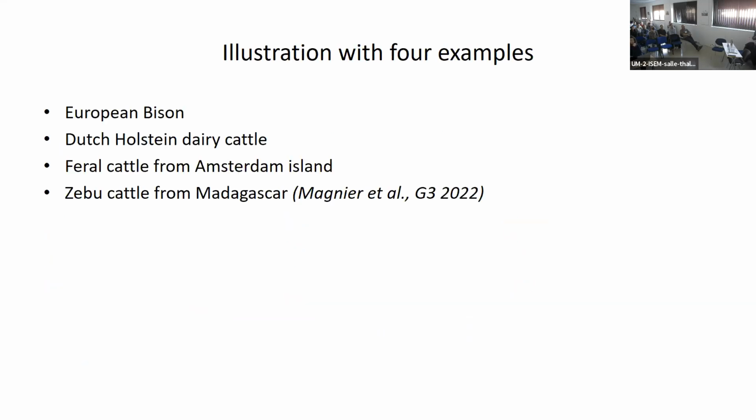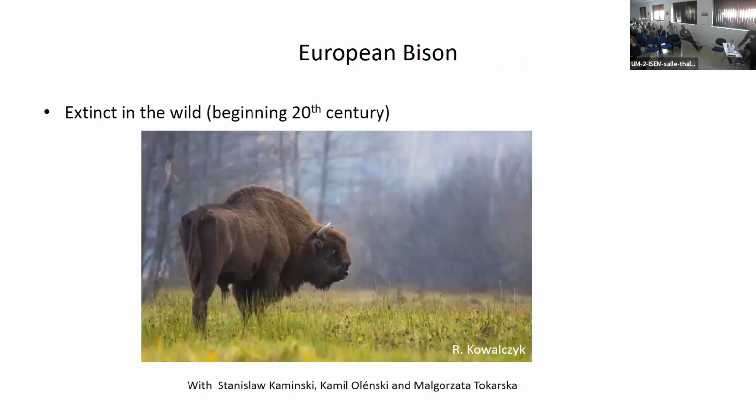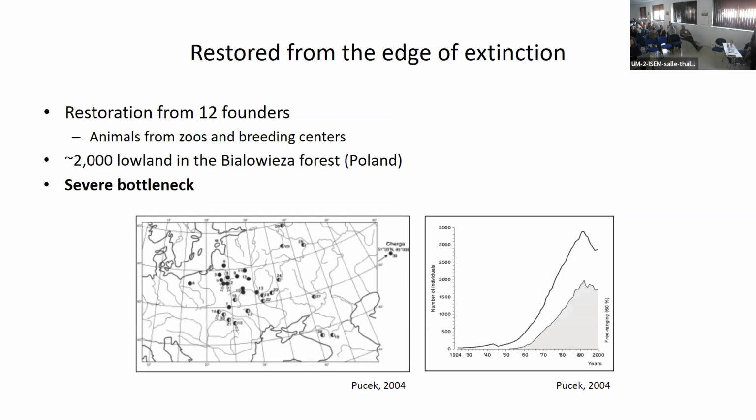So now I will illustrate this with 4 examples that are on the slide. I start with the European bison, and you should know that it has been extinct in the wild around 1930. And it has been restored after that from 12 founders only, which were animals from zoo and breeding centers. And after that, they've been reintroduced in the wild, and there are more than 2,000 individuals in the wild now. And this is really an example of severe bottleneck.